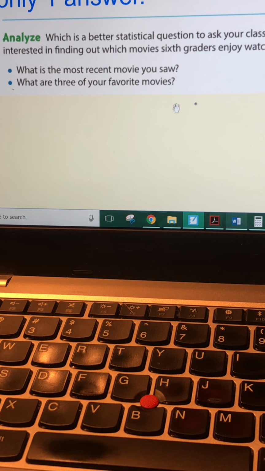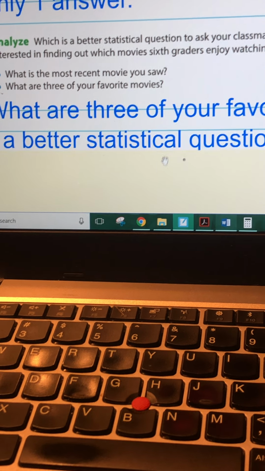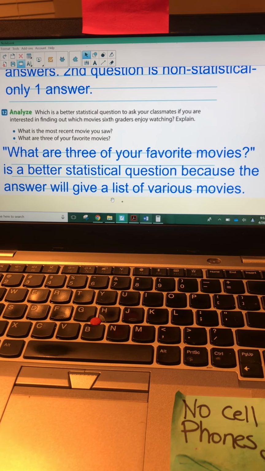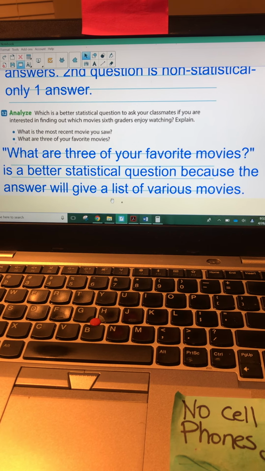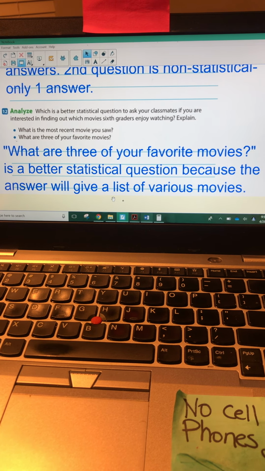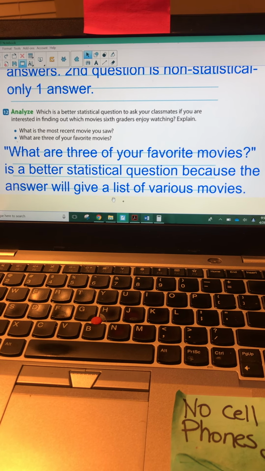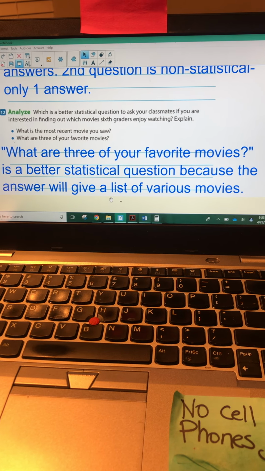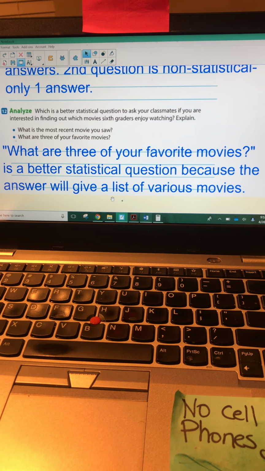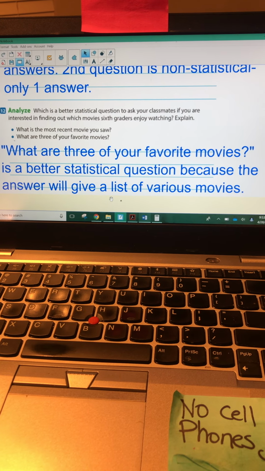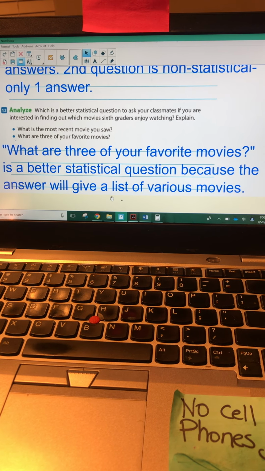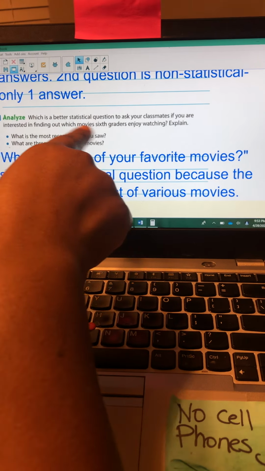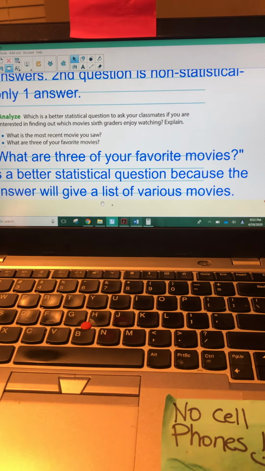So I am going to go with the second one, okay? I will get more data so that I can make a prediction and see what my data collection looks like with the second question, okay? What are 3 of your favorite movies? Is a better statistical question because the answer will give a list of various movies, okay? So the second one is the better statistical question to ask if you're trying to find out what kind of movie sixth graders like, okay?